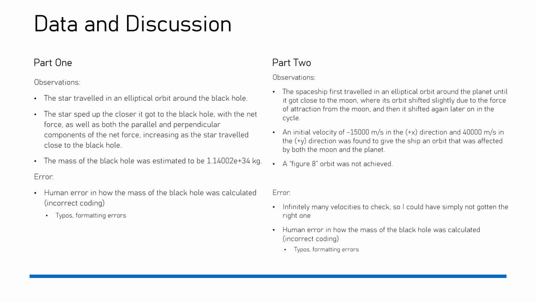And for part 2, the spaceship first traveled in an elliptical orbit around the planet till it got close to the moon, where its orbit shifted slightly due to the force of attraction from the moon, and then it shifted again later on the cycle. So we found an initial velocity of negative 15 meters per second in the x direction and 40,000 meters per second in the y direction. And a figure-8 orbit was not achieved. An error could be due to infinitely many velocities that we could have picked, so I could have simply chosen the wrong one, or human error in how the coding was done.